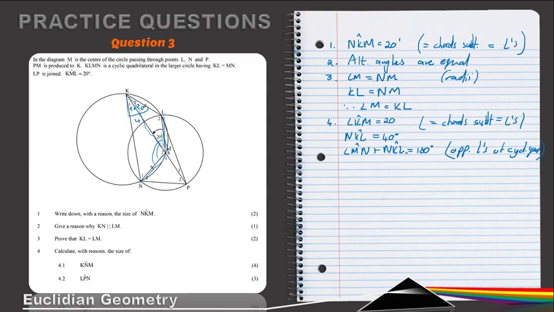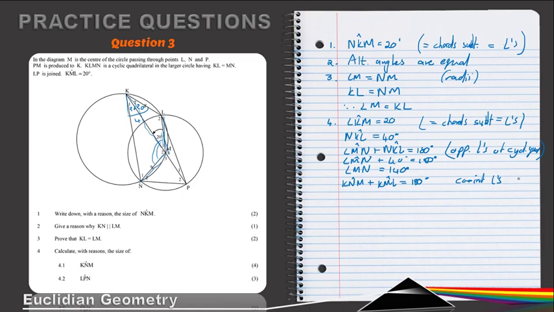And then we substitute in our value for NKL. This gives us LMN plus 40 degrees equals 180 degrees. So LMN is equal to 140 degrees. And then finally we can say KNM plus KML is equal to 180 degrees. This is co-interior angles.